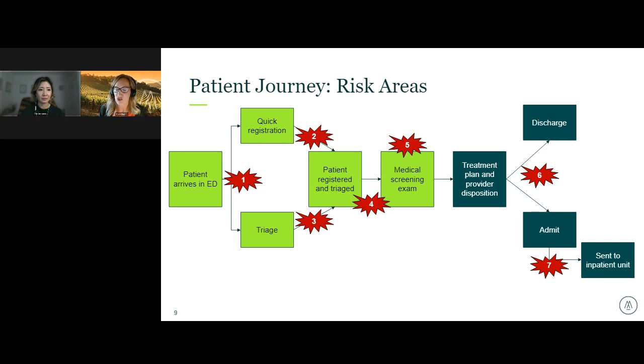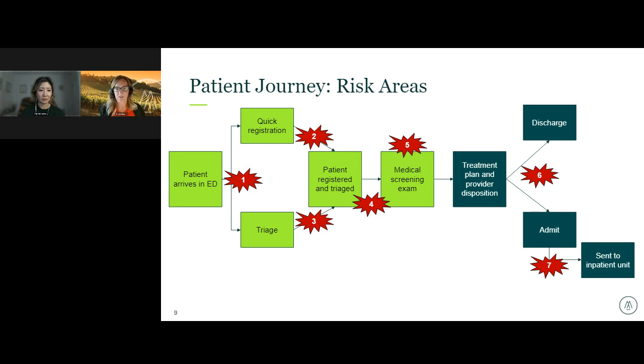So make sure that your reg folks, if they don't report up through you specifically in the emergency department, at least have the education on how that is supposed to work through the patient's journey so that you don't have any unnecessary risk there.